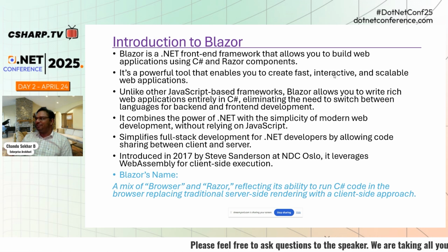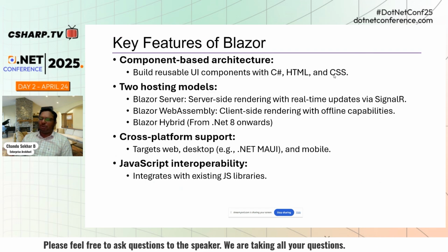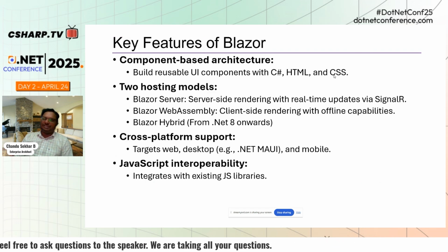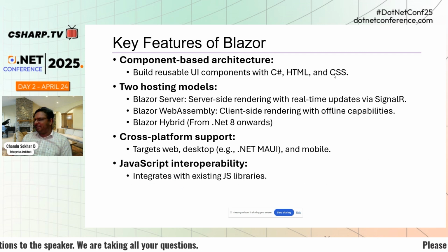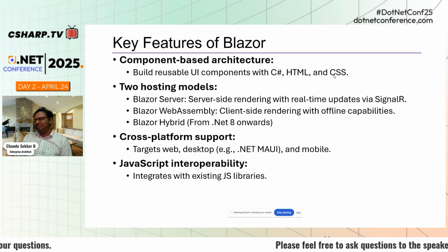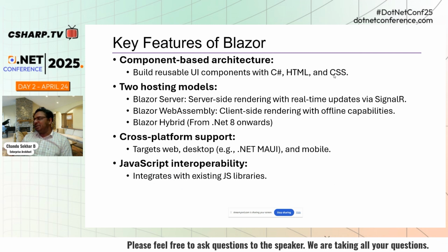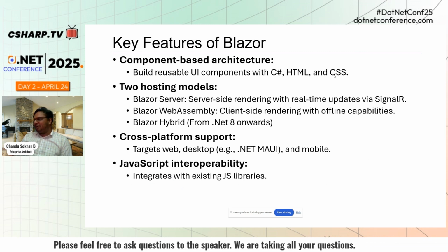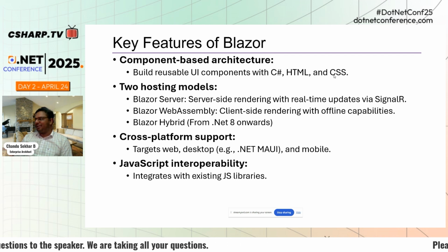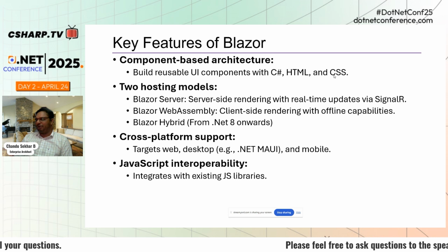I would like to give a deep dive into Blazor, starting with the key features. Blazor is a component-based architecture. We can build reusable UI components with C Sharp, HTML, and CSS like we do in Angular or React. We have the same sort of thing, where we can build components.